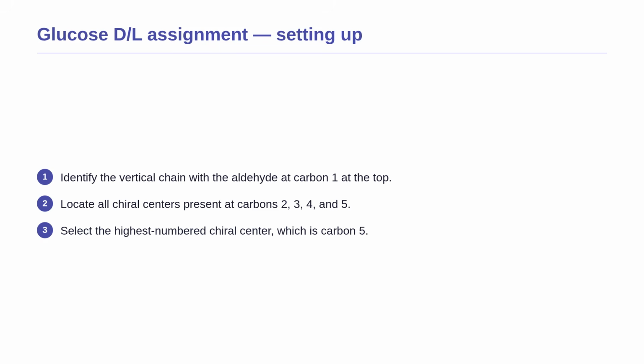With multiple chiral centers present, students often get confused about which one to look at. The rule strictly states we must look only at the highest numbered chiral center. This is always the chiral carbon furthest away from the top. In the case of glucose, this critical carbon is carbon 5.